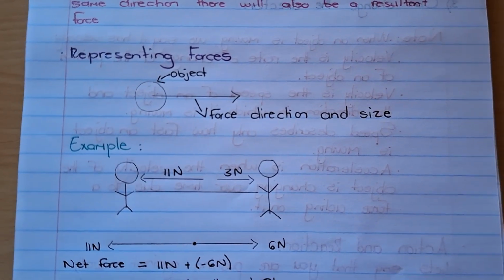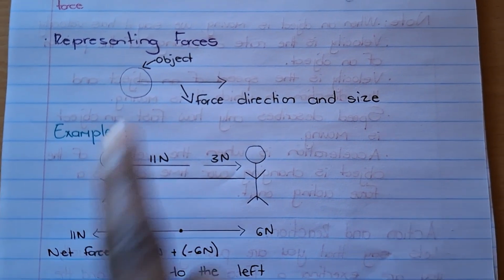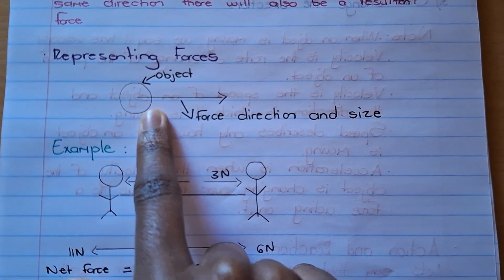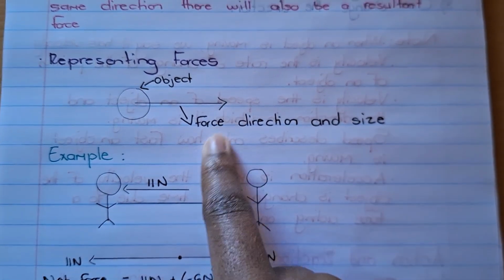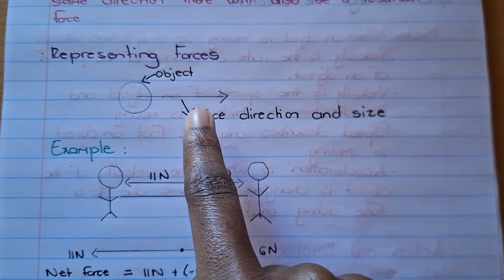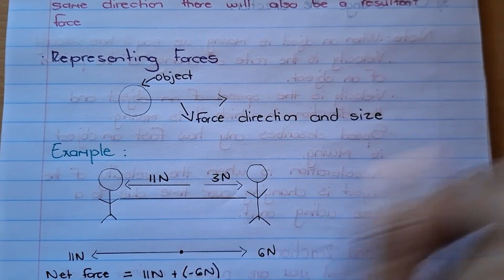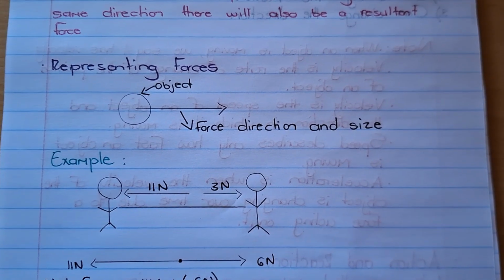Okay. So now we're going to move on to how we represent forces, because physics has its own type of art when it comes to drawing things. So we have here our object. This is just a normal drawing. This is our ball, which is our object. And then our line with an arrow here is showing the force direction and the size. So this line is for the force direction and the size, and it's pointing which way? Right. Or it's pointing east.